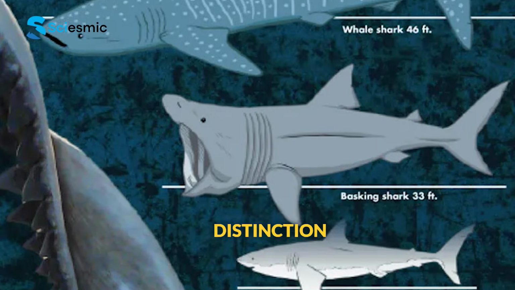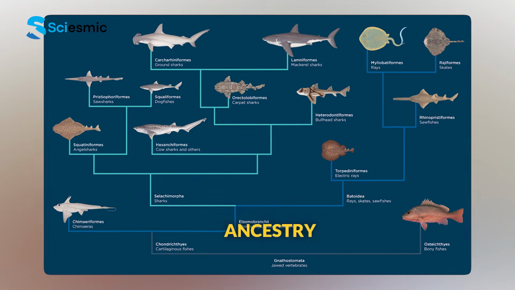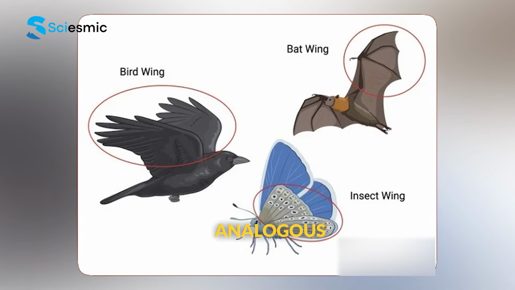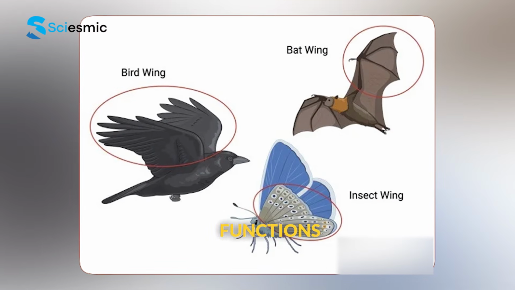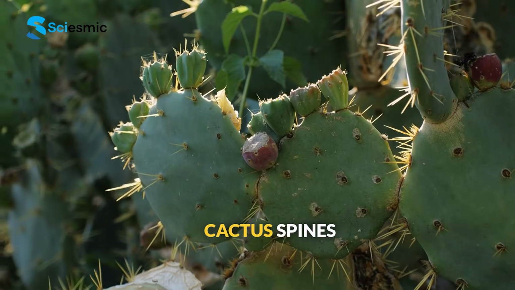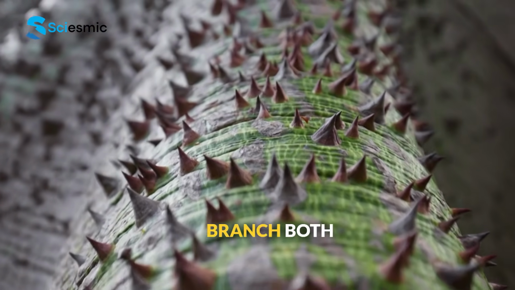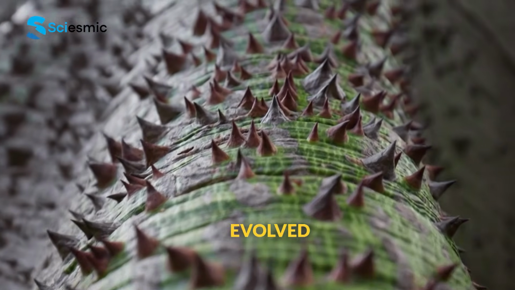So here's the key distinction. Homologous structures have similar anatomy and embryonic development, indicating some sort of shared ancestry, even if the functions differ. Analogous structures have similar functions, but different anatomy and origins, indicating independent evolution, not common ancestry. Cactus spines, which are just modified leaves, and tree thorns, which are modified branches, both protect plants, but evolved independently.